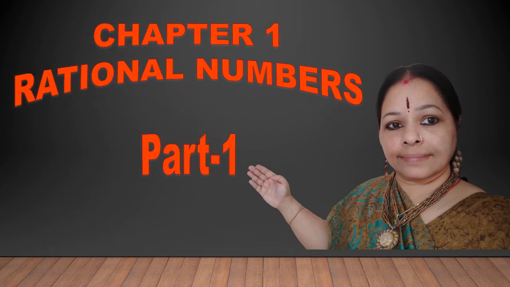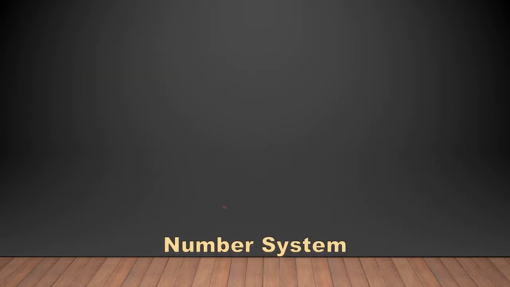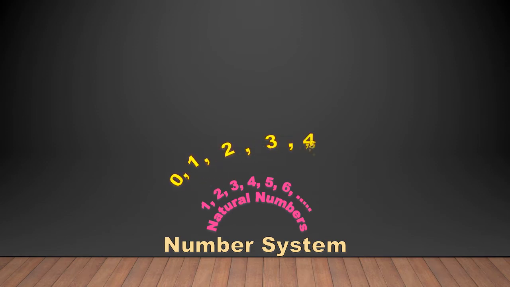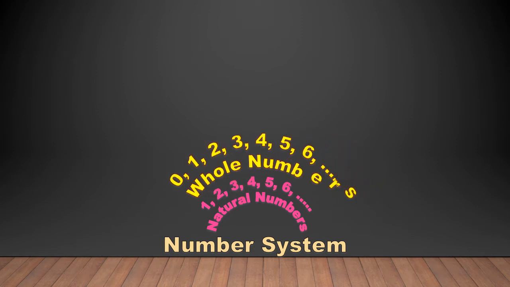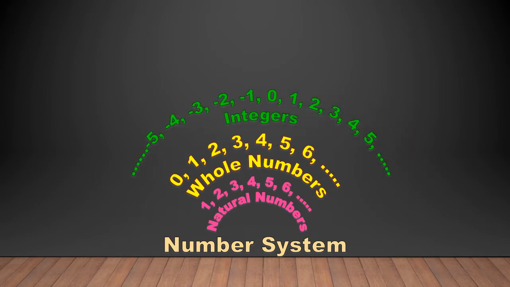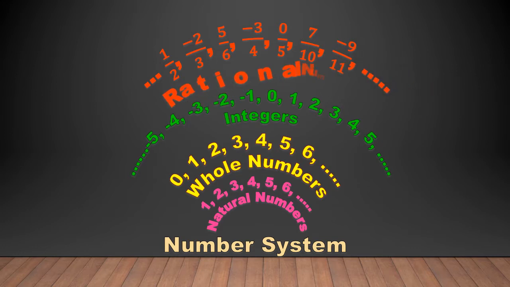Chapter 1: Rational Numbers. Number system: natural numbers, whole numbers, integers, then rational numbers. Now let us learn more about rational numbers.